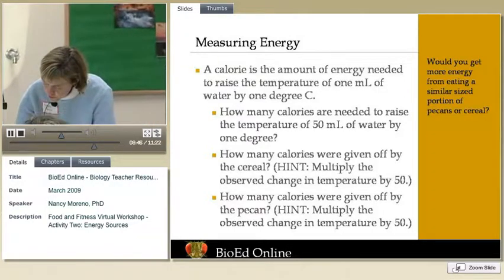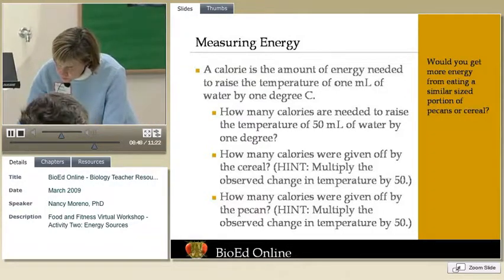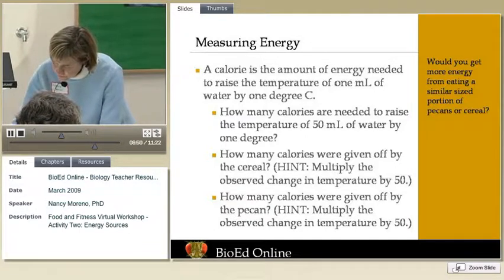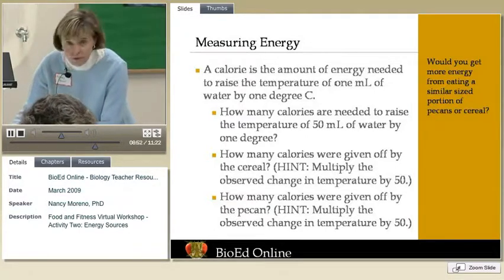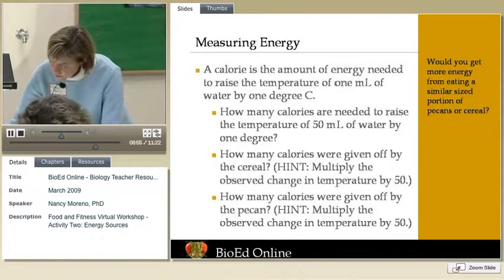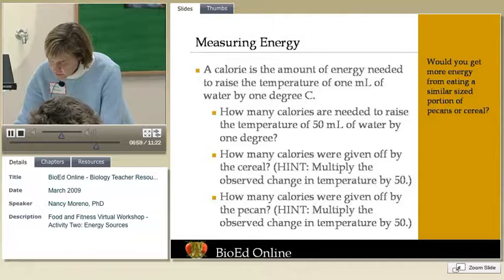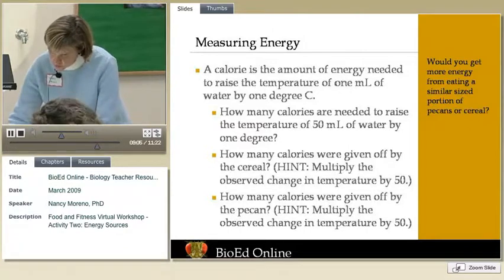So you found that 2 Cheerios, or 2 pieces of cereal, gave you 450 calories? Okay. And the equivalent size of pecan gave you how many calories? 1,850. Wow. Okay.